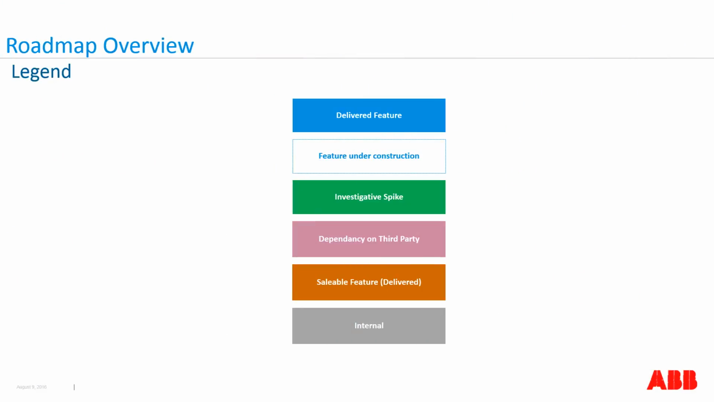As a legend for what I'm going to show you next, blue boxes with white lettering are a delivered feature for that release. The white box with blue lettering is things we're working on but not delivering in this particular version. Green is an investigative spike, rose is a dependency on a third party, orange is saleable features delivered, and the gray is an internal feature.